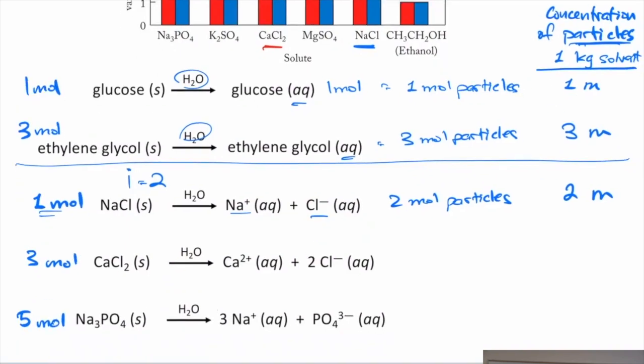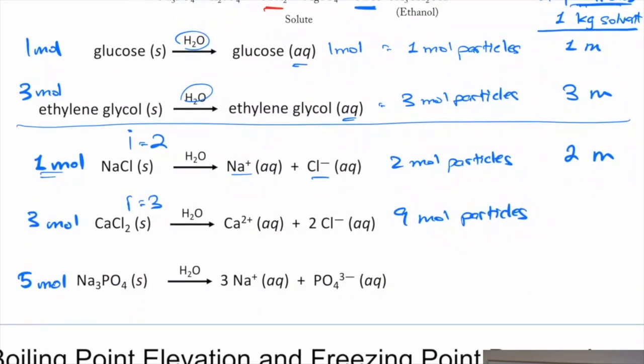What's the i factor for calcium chloride? Say it louder. 3. So if I have a 3 molar solution of calcium chloride, how many moles of particles will I have in solution? I have 9 moles of particles in solution. If I have 5 moles of sodium phosphate, how many moles of particles will I have in solution? It'll be 20. That's right. Because the i factor here is 4. And you can see it right here. Every 1 mole of sodium phosphate dissociates into 3 moles of sodium ions and 1 mole of phosphate ions.